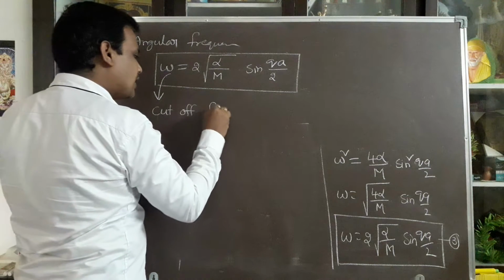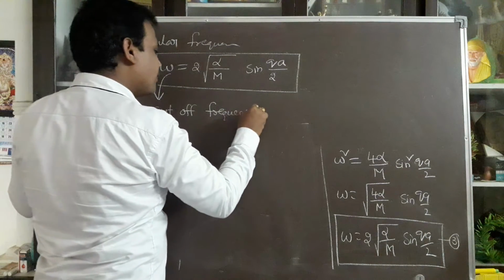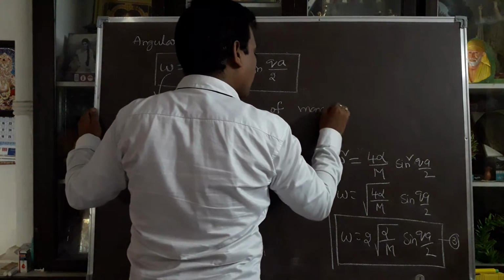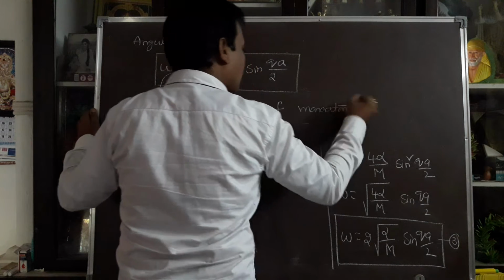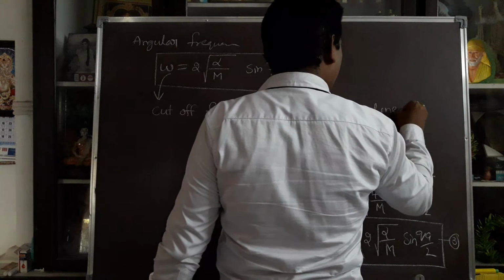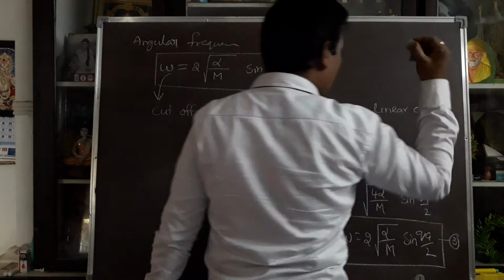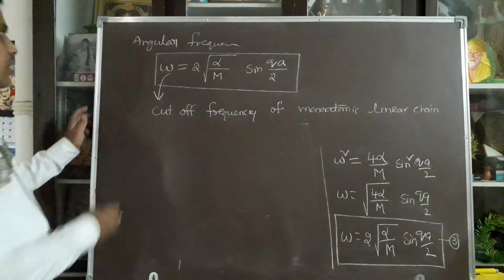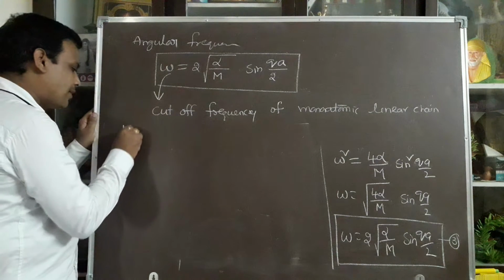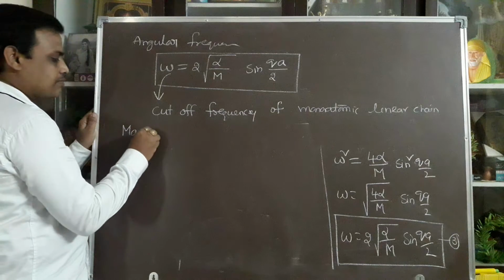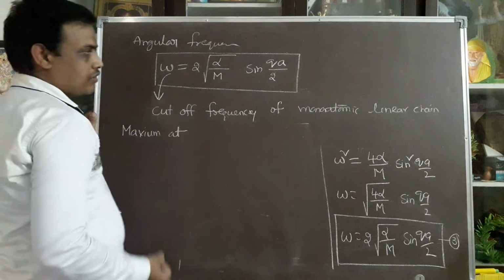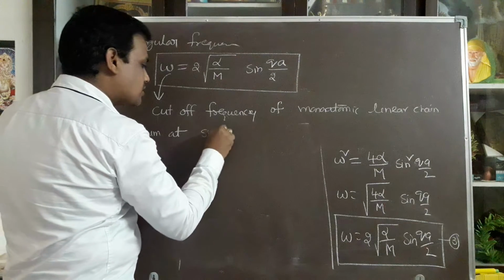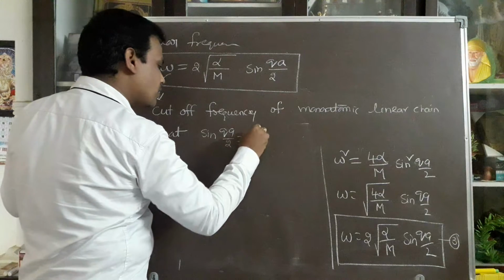the cutoff frequency of the monoatomic linear chain. That is the cutoff frequency of the monoatomic linear chain. This omega value is maximum. At what condition is it maximum? The sine term must be equal to 1. Nothing but sine of qa by 2 is equal to 1.